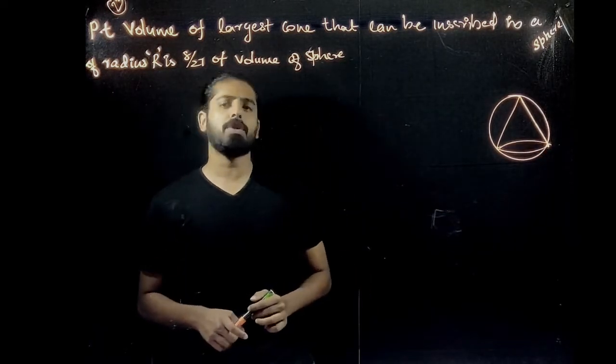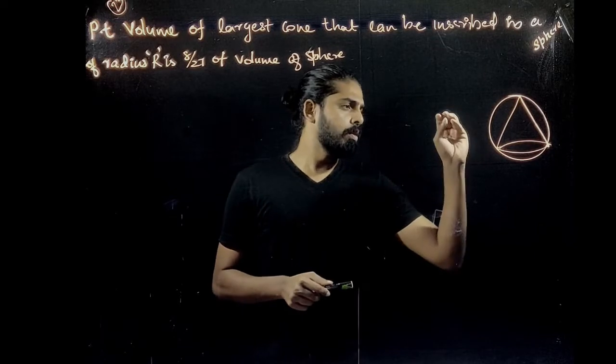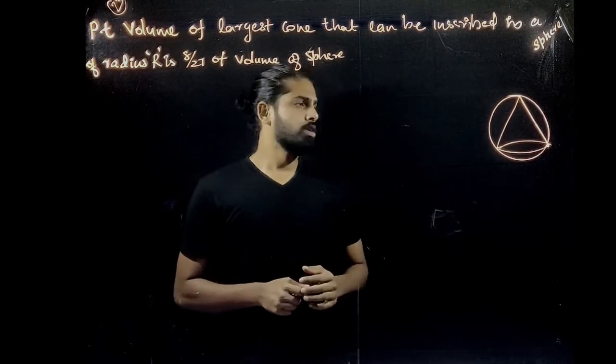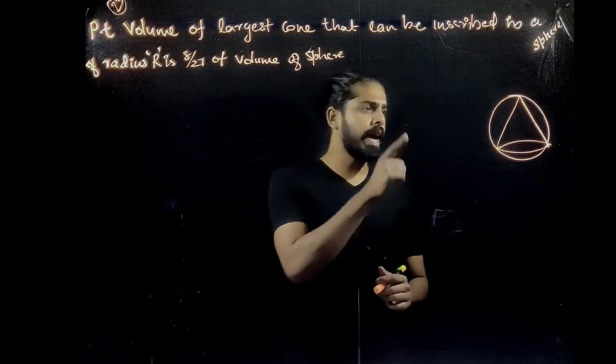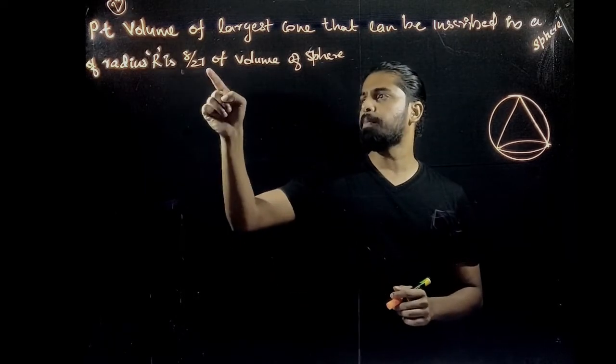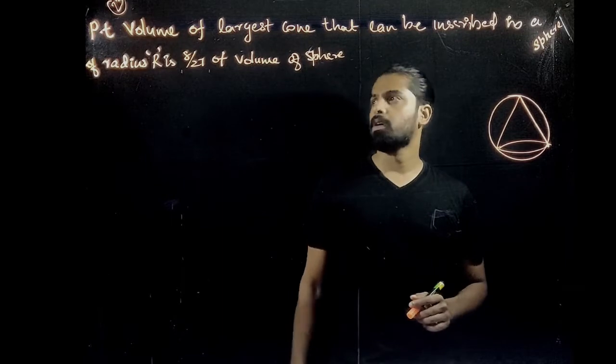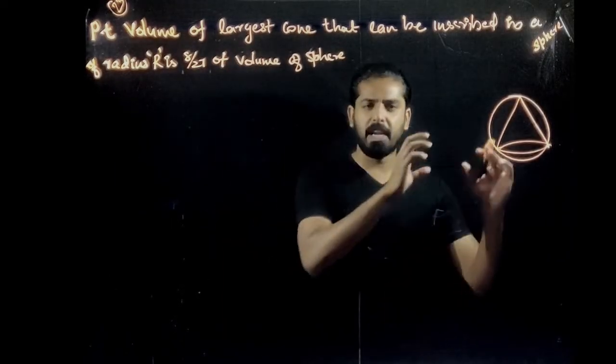So largest cone here means the cone with the maximum volume. So the volume of the cone is maximum. We need to prove that the volume of the cone will be equal to 8 by 27 times the volume of the sphere.